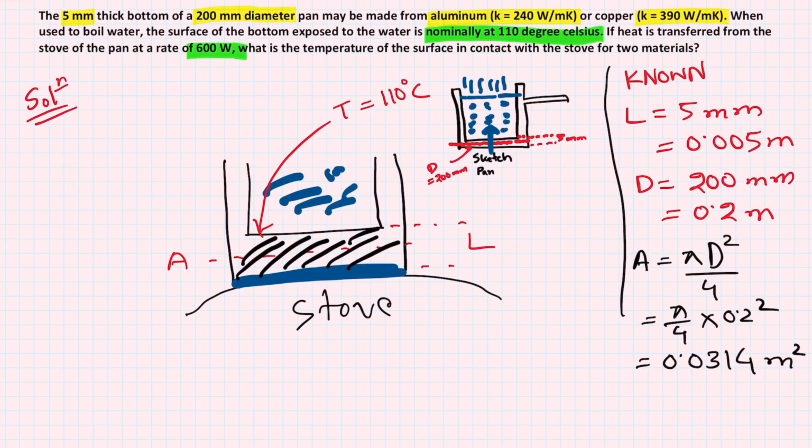It cannot be heat convection or heat radiation. While there will be some effect of heat radiation, we are neglecting that because we are not that concerned about how much heat is being transferred to the environment or another hot object that is close to this pan. So to use Fourier's law, we are going to make some assumptions.